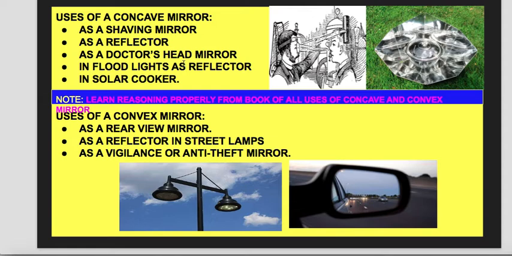Okay, what are the uses of concave and convex mirror? See, all these are the uses of a concave mirror. A concave mirror is used as a shaving mirror. It is used as a reflector, as a doctor's head mirror, in floodlights as a reflector, and in solar cooker. This is what it is.